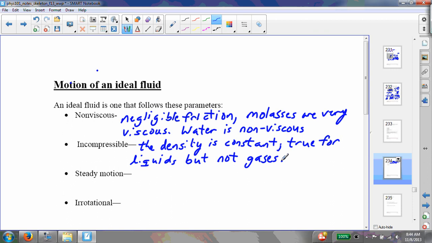Steady motion, that means that the velocity, pressure, and density of a fluid at a particular point don't change with time. So you have this steady motion. It's not changing a lot. So the velocity, pressure, and density at a particular point do not change in time.